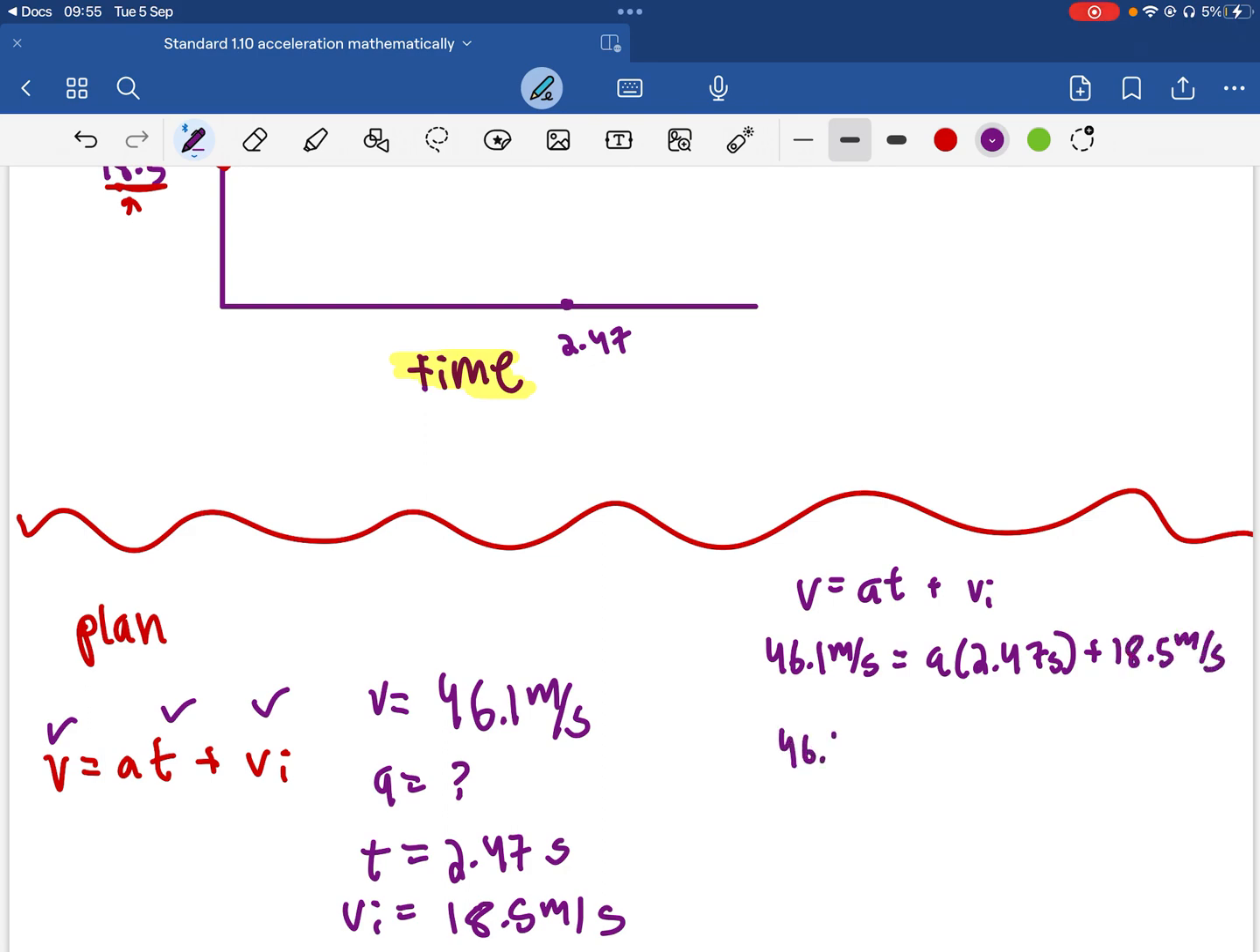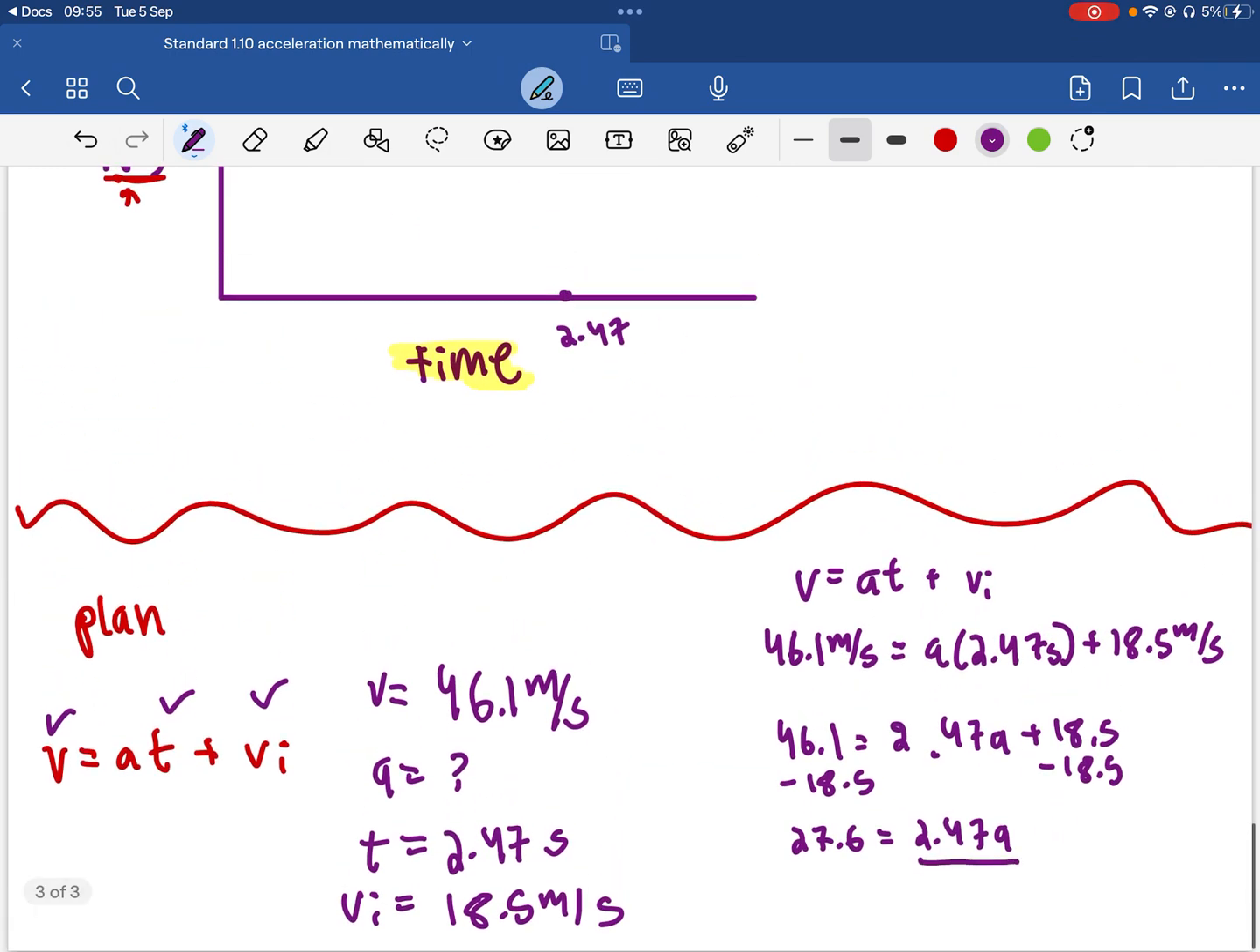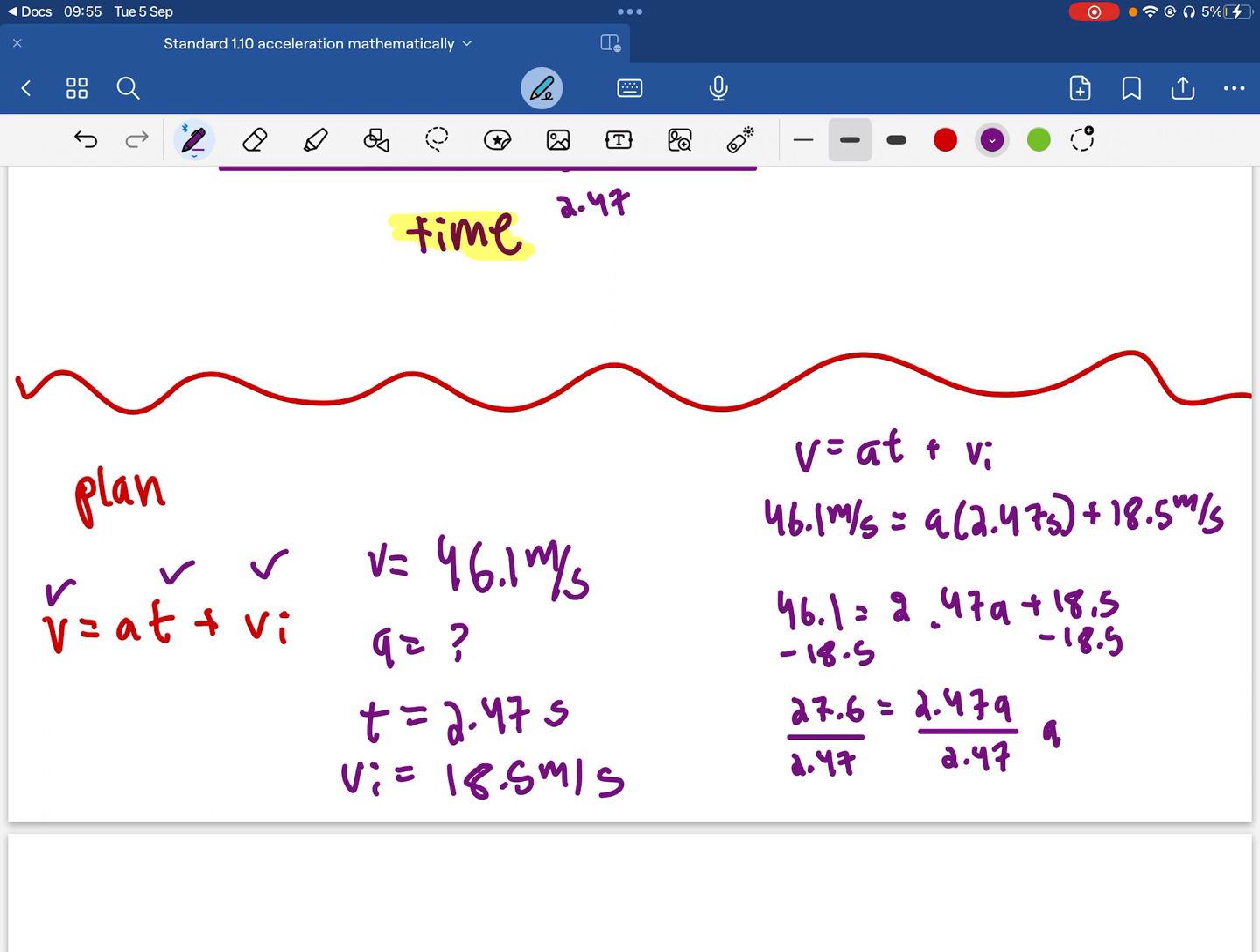All right, I'm just going to put it in terms of just numbers to make it a little bit easier for me to solve. 46.1 equals 2.47a plus 18.5. First thing I'm going to do, get like terms together. I'm going to subtract 18.5 from both sides, and I get 27.6 equals 2.47a. And now to get a by itself, all I need to do is divide by 2.47. Divide by 2.47 on this side, and my acceleration is going to be equal to 11.2 meters per second squared.